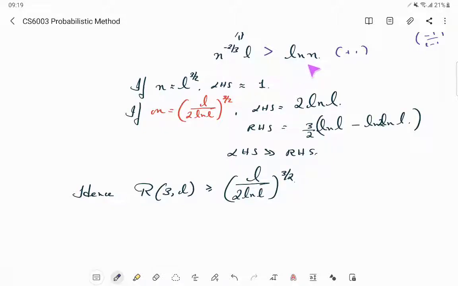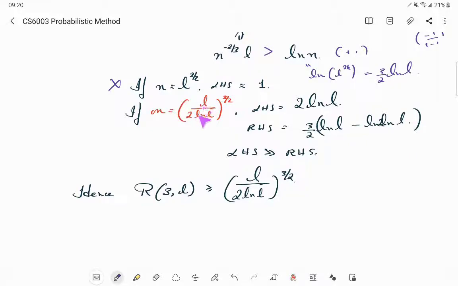But then what does your ln n become? I did not write the right hand side, right? But then ln n would become ln of L to the power 3 by 2, which is 3 by 2 ln L. So that's not enough for us. The left hand side is just a constant 1, but the right hand side is ln L, which will be growing, so this won't be met. So this is not enough. But from that you might have got a clue: you have to kill this ln L.